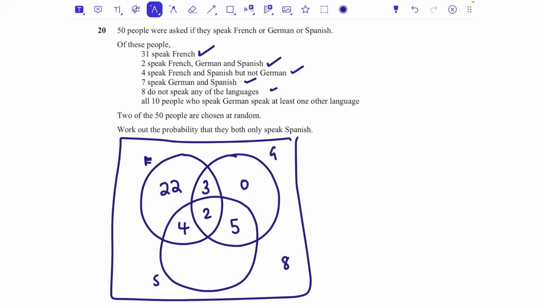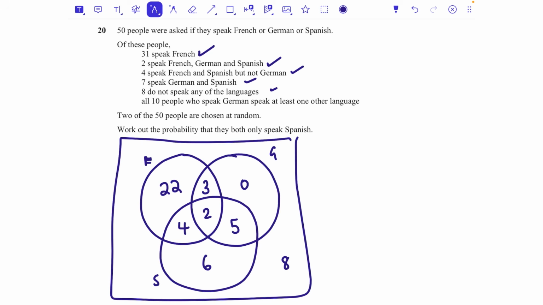So now there's only one section that's not filled out, and that's for people that just speak Spanish. And we know that this needs to add up to 50. So if we add up what we've got so far, we know that the French circle makes 31, that's fine. Add 5, add 8 is 44. So we've taken care of 44 people so far. So there must be 6 people left, and they must be here. Every other section has been filled in.